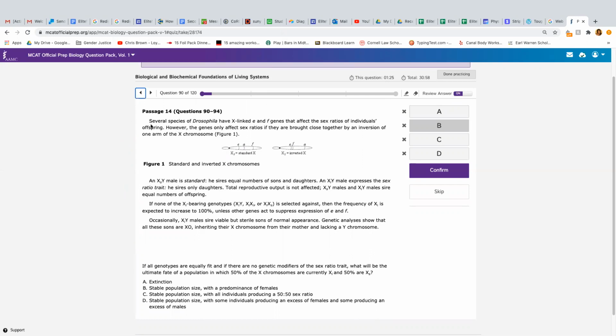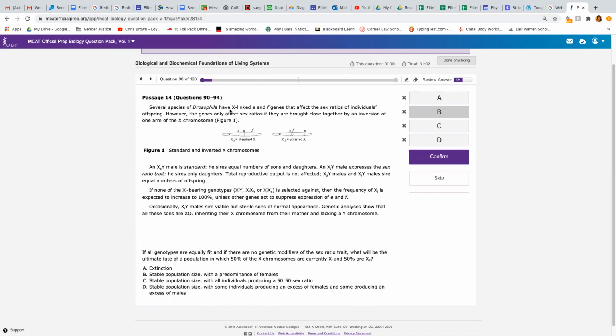So I'll just go ahead and read out loud and give you guys an insight into how I read. So we start off, several species of Drosophila, okay, some flies, have, keyword, X-linked. That's important. X-linked E and F genes. Great. So I'm just going to highlight that, and they affect the sex ratios. It's interesting.